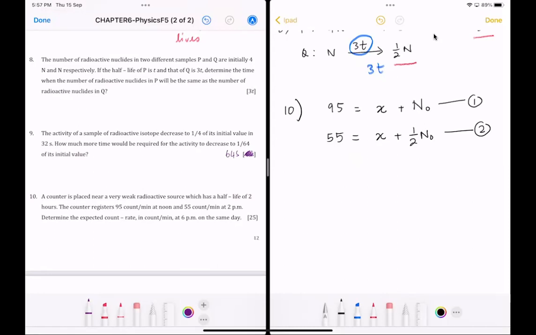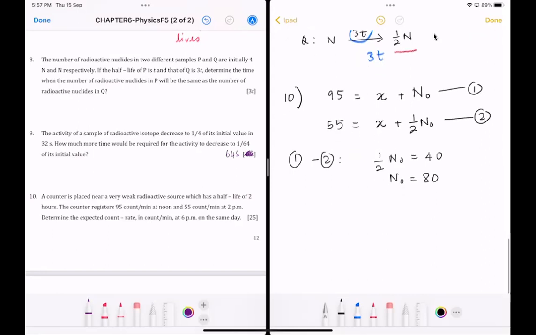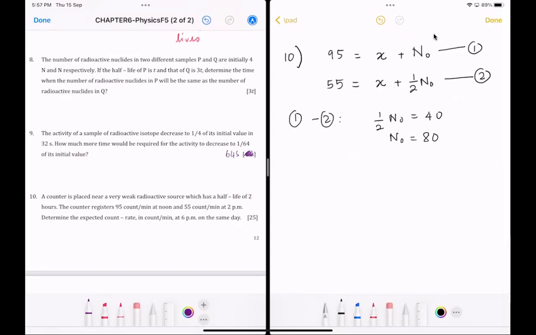So now we have two unknowns, two equations. We can solve it. 1 minus 2, I would get half N naught equals 40, and N naught equals 80. So the initial count was 80. So 80 after 1 half-life becomes 40. After another half-life becomes 20.